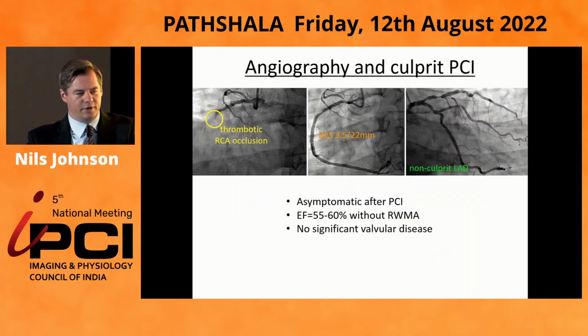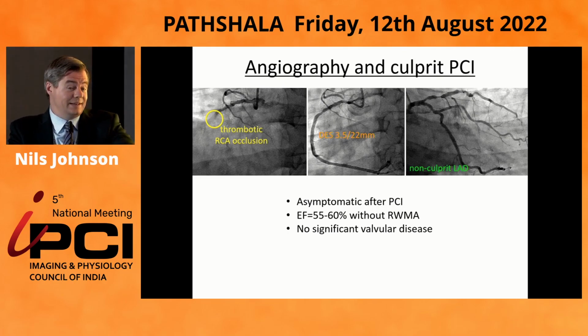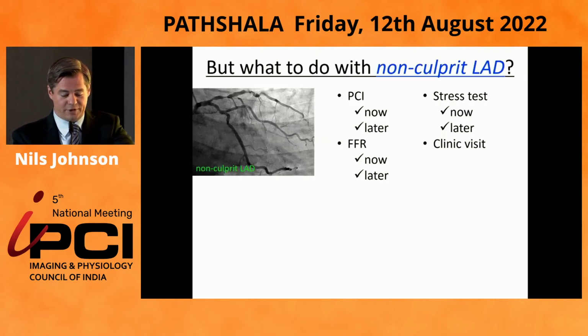He was taken the next morning, one of those interesting cases where, despite a relatively bland EKG, he had a thrombotic occlusion of the RCA that was successfully stented. And as you can see, the challenge is what to do with this non-culprit lesion in the LAD. He's asymptomatic, his EF is normal, and there are no regional wall motion abnormalities.